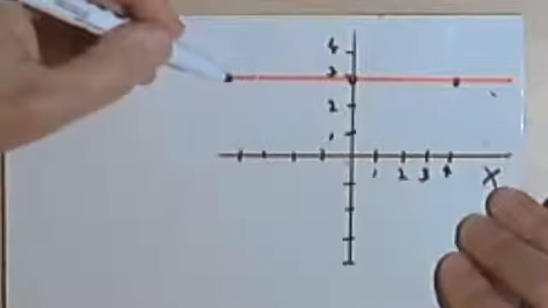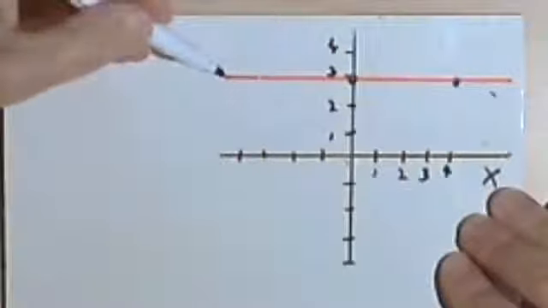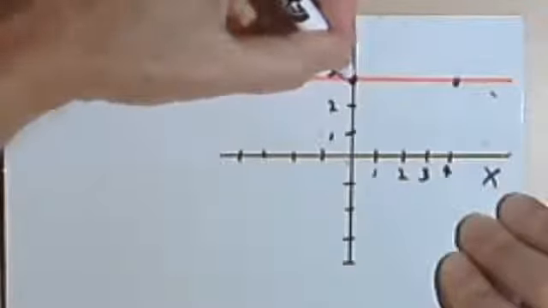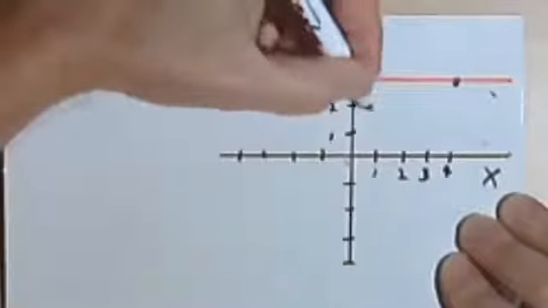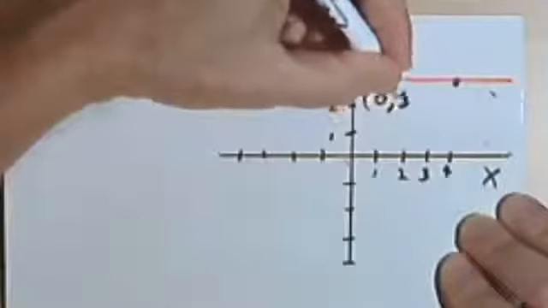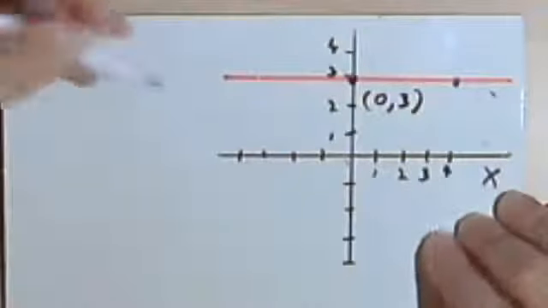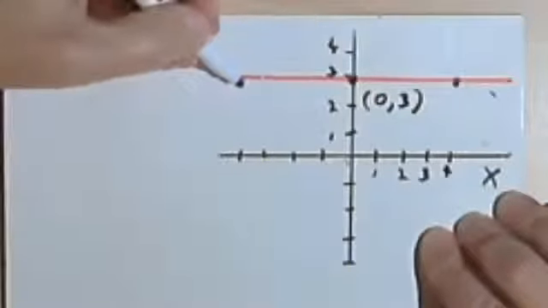Here's a graph with a horizontal line. And it looks like it goes through the point, let's see, this looks like a 3. So that would be the point (0, 3). And we have to find the slope for it.